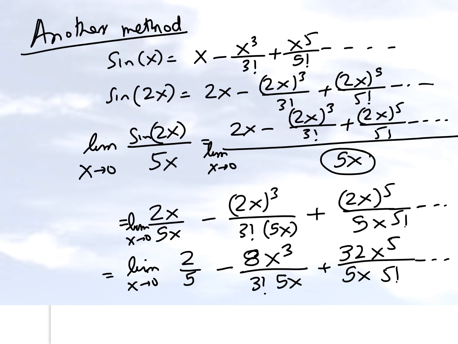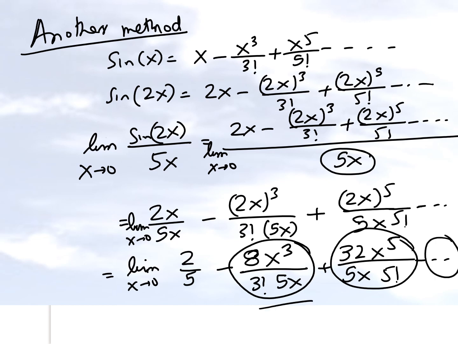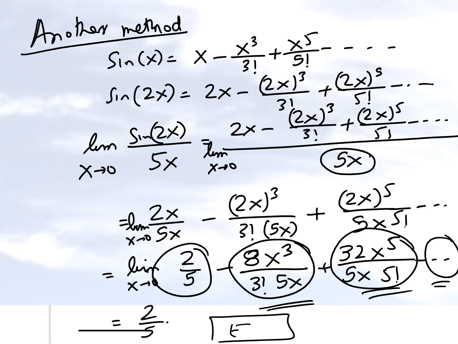And you can very well see that here I'll get an x squared term, an x to the power 4 term, then an x to the power 6 term. So as x approaches 0, all of these are going to become 0. Because this is x cubed and this is x, I'll be left with x squared; this is x to the power 5 and this is x, I'll be left with x to the power 4. So the only term which will be left as x approaches 0 will be 2 divided by 5. So that's another way of showing what the limit of sine 2x over 5x is. I'm going to get the same answer of 2 by 5. And that is the end of this segment.